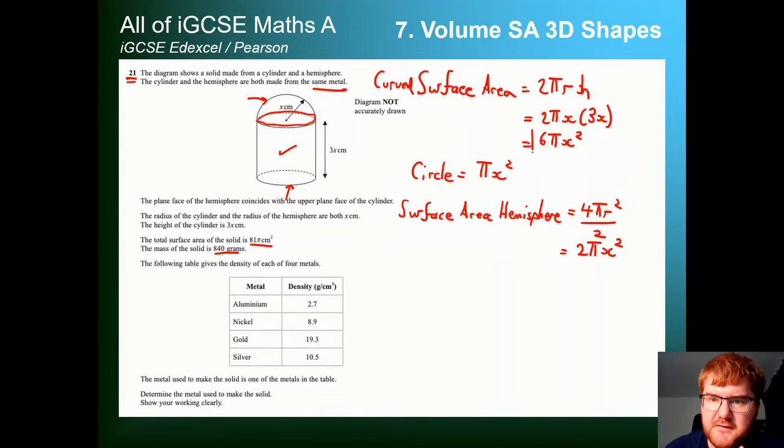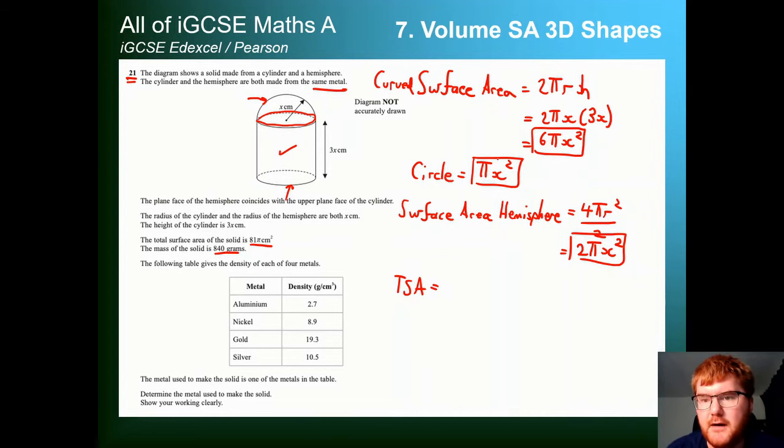So we've got the curved surface area, which is this part, the circle at the bottom, and the surface area of the hemisphere. So we add those together, the total surface area is equal to, well, 6 pi plus 1 pi plus 2 pi, that's 9 pi x squared. And that's also equal, because we're given this in the question, the total surface area is equal to 81 pi.